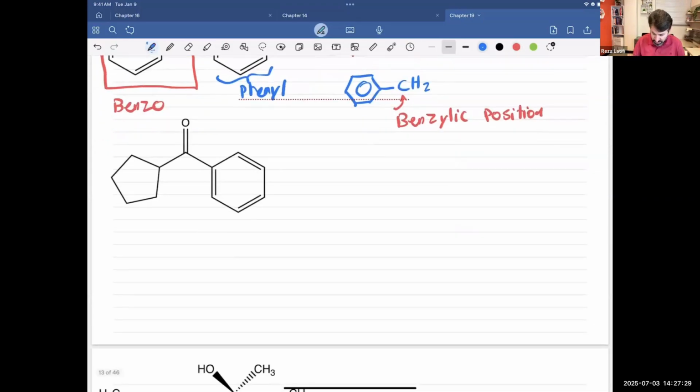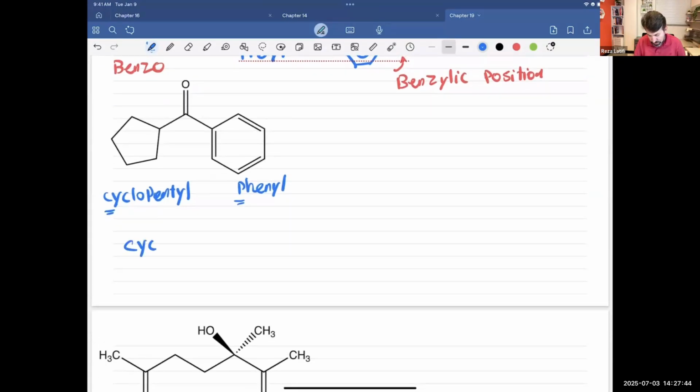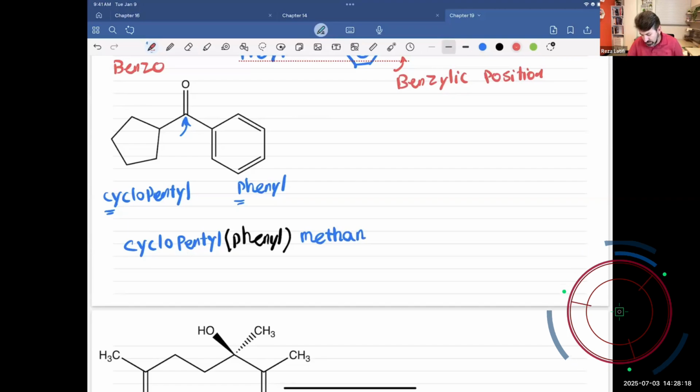How about this? I have a phenyl ring and cyclopentyl. Which one gets higher priority? The cyclo. So you say cyclopentyl, and then we say phenyl. And don't be surprised if you see 2 parentheses here; they are trying to separate the phenyl from the cyclopentyl to show that they are not attached to each other. Then we have a carbon here. This one will be methane, and I'm going to replace the E at the end by one. That's another way to name them.